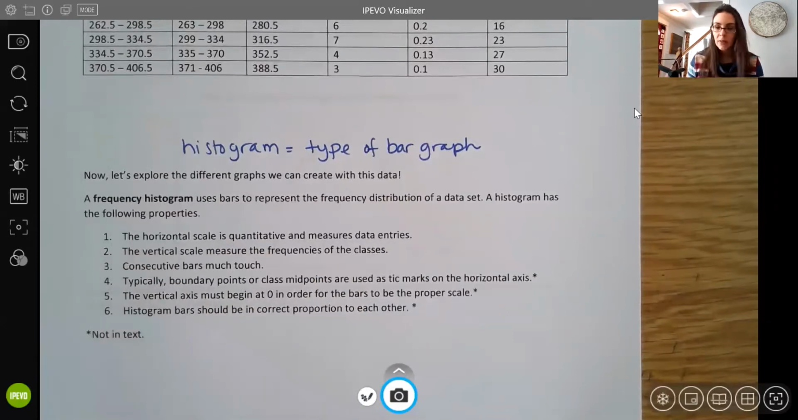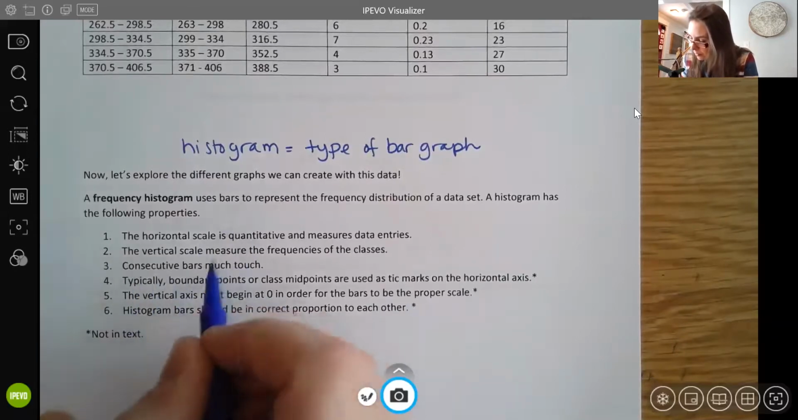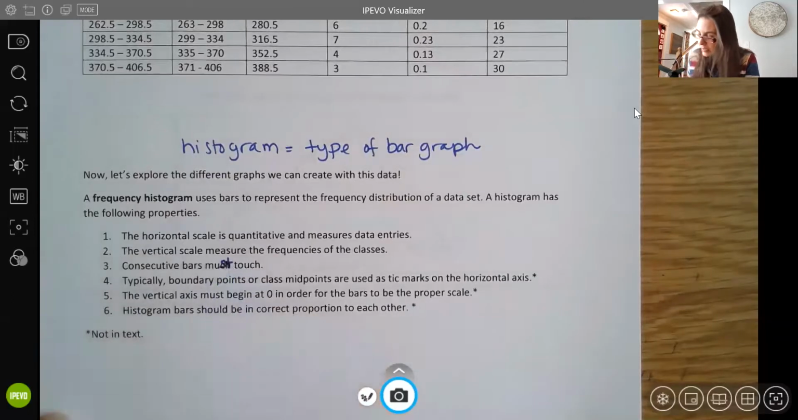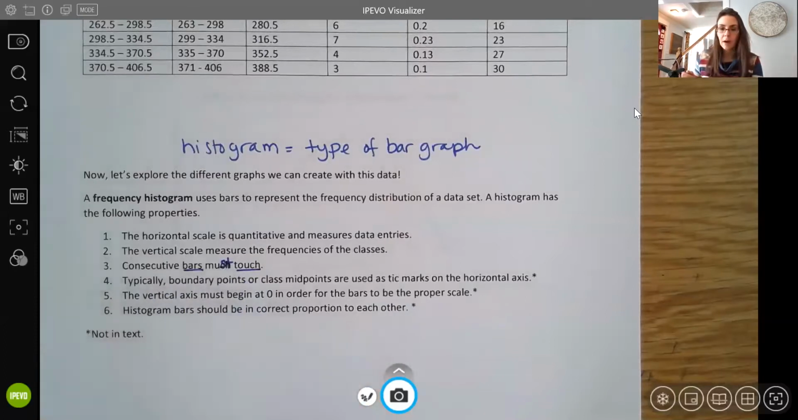So the heights of the bar are going to be associated with the frequency for that class. Here's the thing that's important with histograms is that your consecutive bars must touch. So your bars are touching in the bar graph. A lot of times bar graphs have spaces in between, which is fine. It's just not a histogram. So in histograms, those bars are touching.